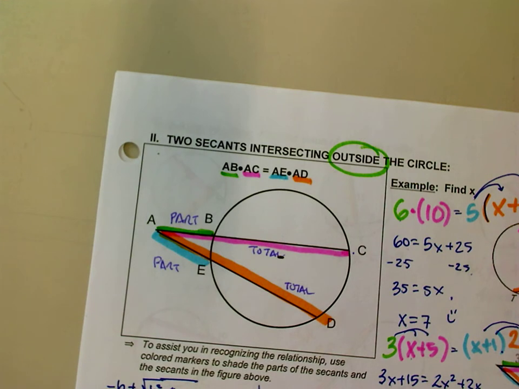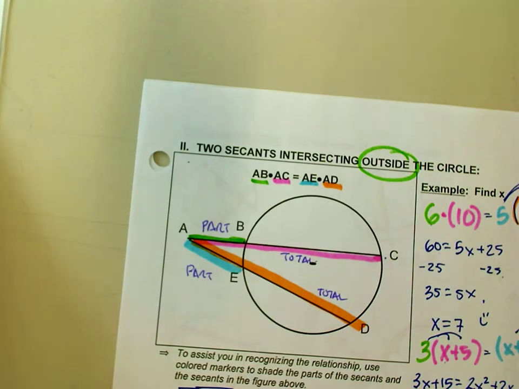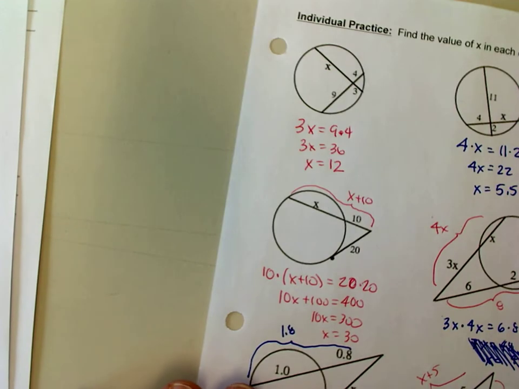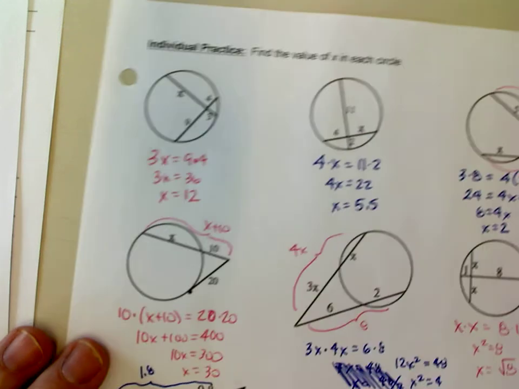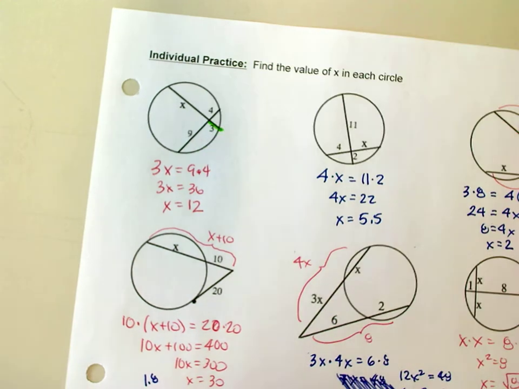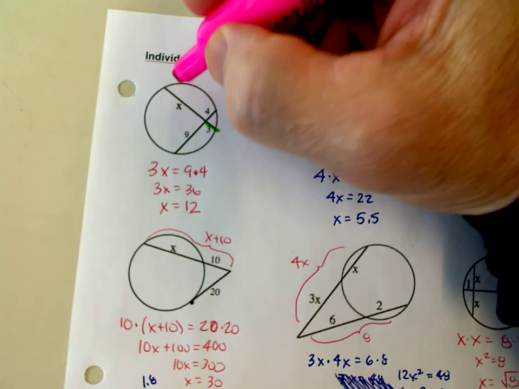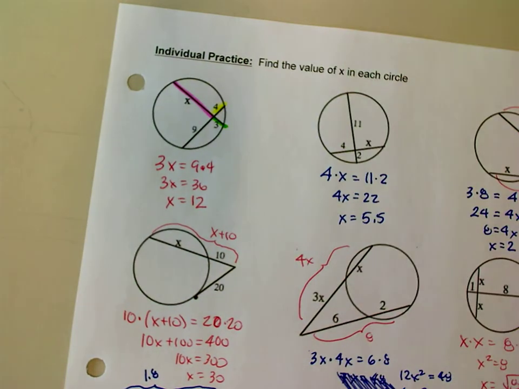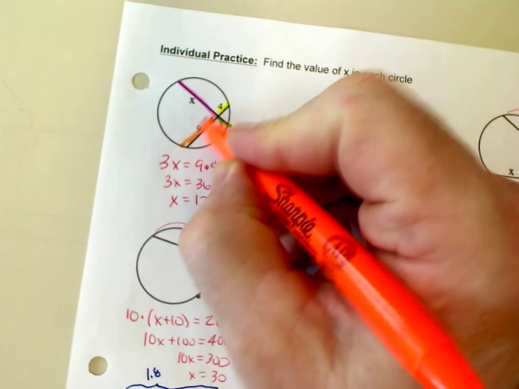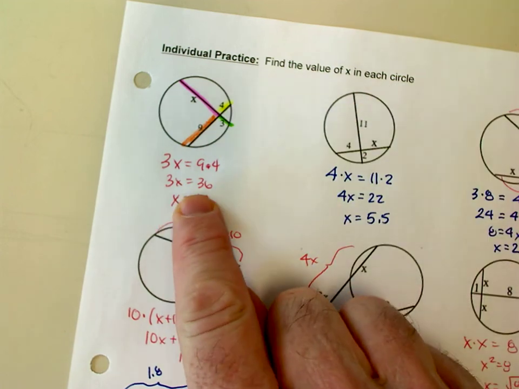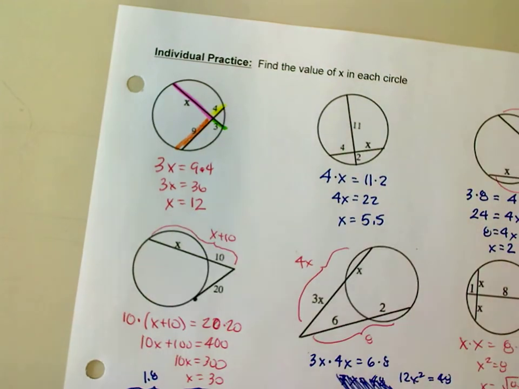Let's go ahead and look at some examples. So let's start here with the very first one. In this, you'll see that we have a 3 and an x for this secant, and a 4 and a 9 for the other parts of that one. So you can see 3 times x equals 4 times 9, 3x equals 36, x equals 12.